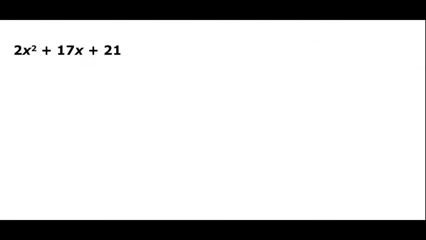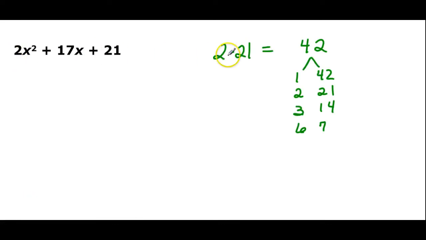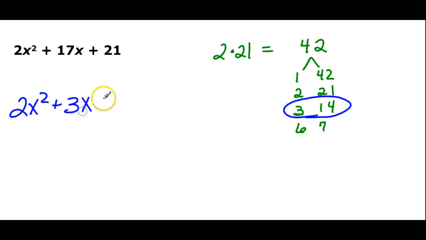All right, let's go through these kind of quickly. You need to stop, do them, and then look at my work. Multiply the front and the back together. Factor that. Find which of these will add together to give you 17 and rewrite the problem. 2x squared plus 3x plus 14x plus 21. Cut it in half. Factor each half.